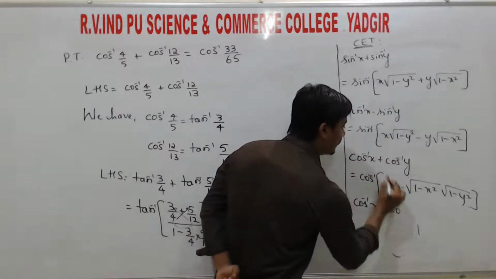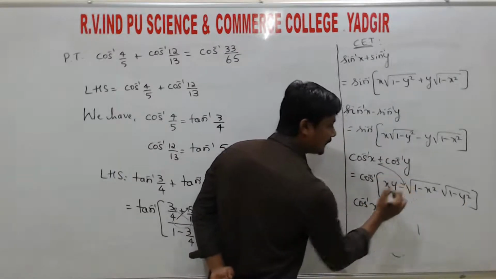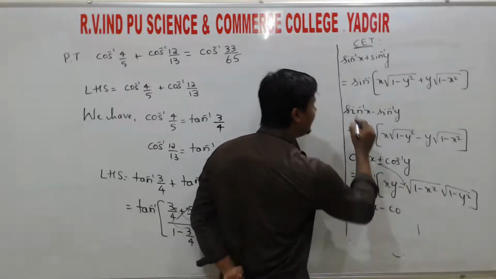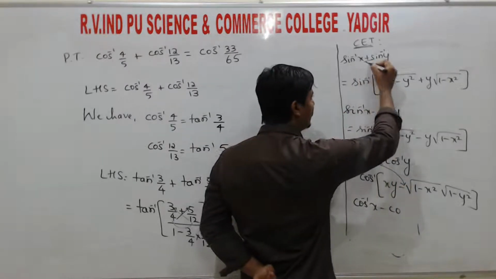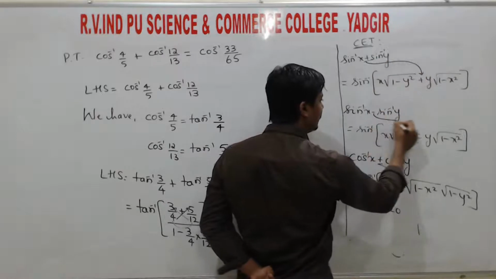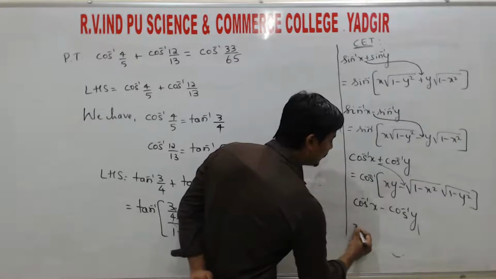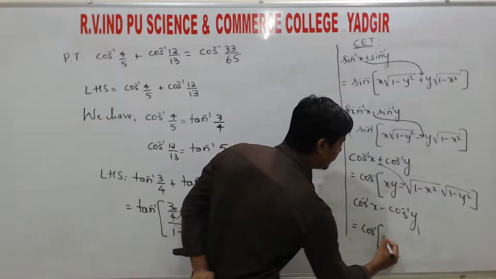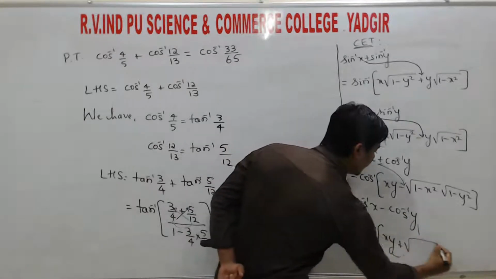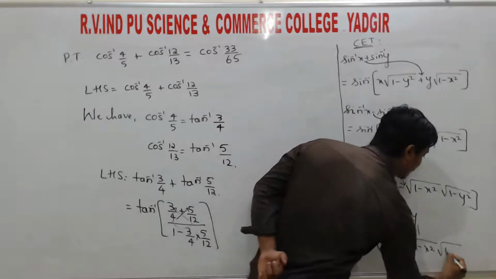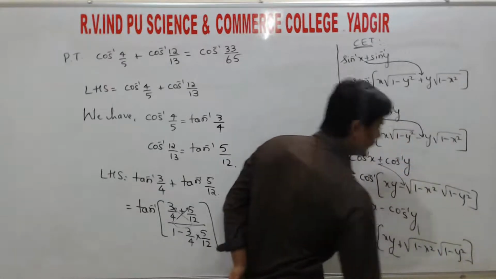Cos inverse x here, if it is plus, it will be minus, right? But in case of sine inverse, if it is plus, here you will get plus. If it is minus, here you will get minus. Okay. So cos inverse x minus cos inverse y is equal to cos inverse of x into y plus root 1 minus x square into root 1 minus y square.